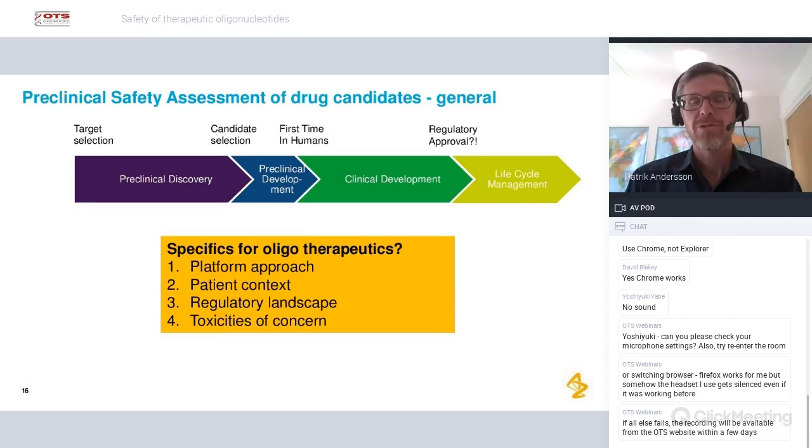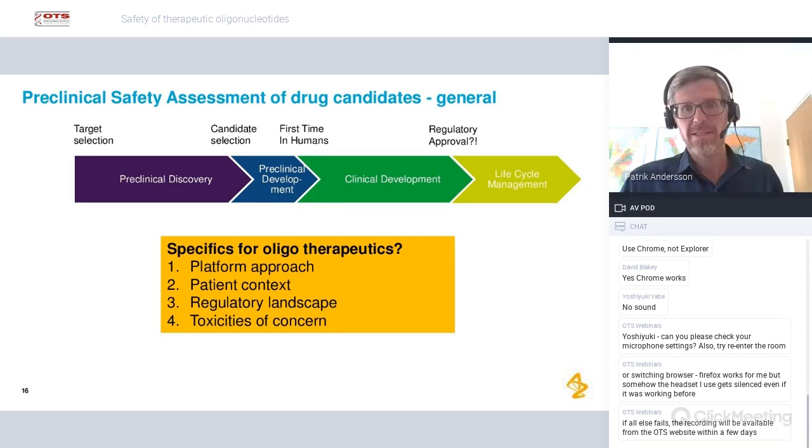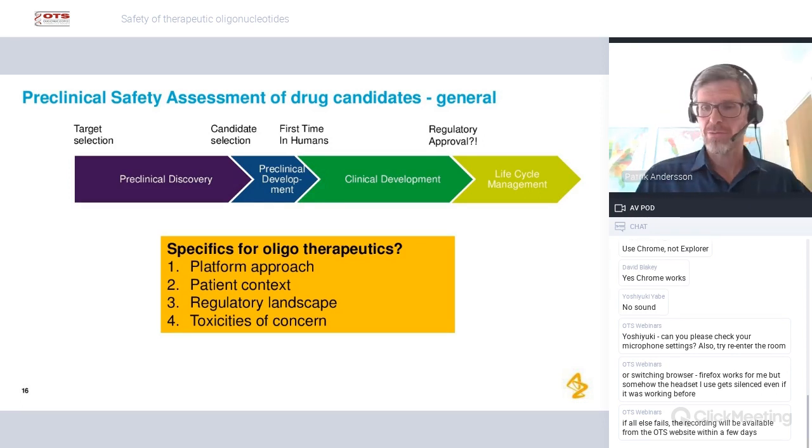We also have the part of the patient context and regulatory landscape, which I will come to on the next slide. And then toxicities of concern, which is going to be the bulk that I will end off with.